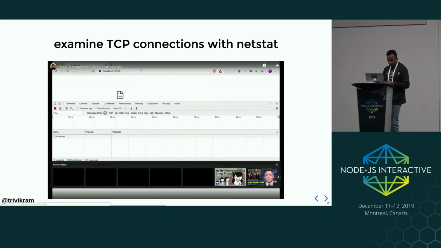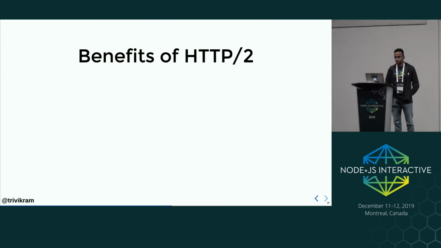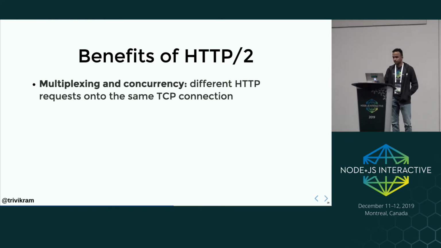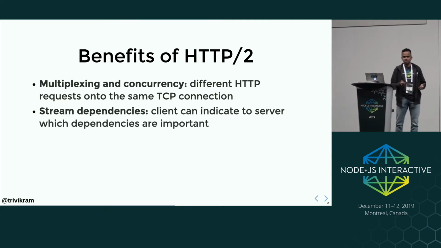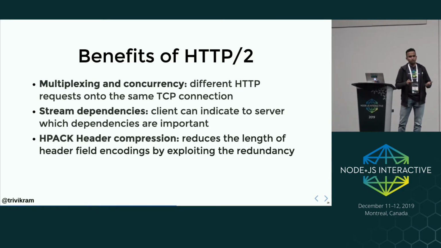So let us see the benefits of HTTP2. We saw one benefit, which is multiplexing and concurrency, so different HTTP requests are sent onto the same TCP connection. But there are some other benefits also, like stream dependencies. Clients can indicate to the server which dependencies are important. There is HPACK header compression, where it reduces the length of the header field encodings by exploiting the redundancy, because headers have a lot of redundant content, so it can be encoded.